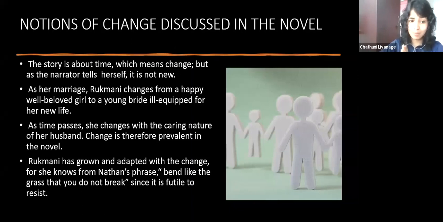The last point: Rukmani has grown and adapted with the change, for she knows from Nathan's phrase, bend like the grass so that you do not break, since it's futile to resist. Nathan also says the same thing to Rukmani, to change with the time. So at last, I would like to say, nothing is permanent, but change. So it's again over to you, Sinali.